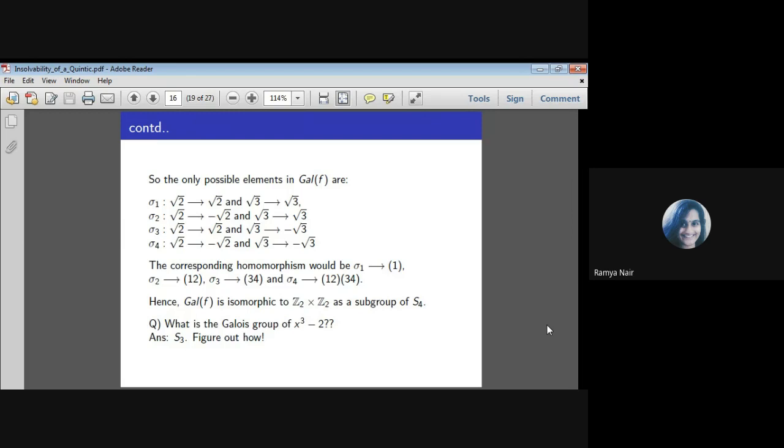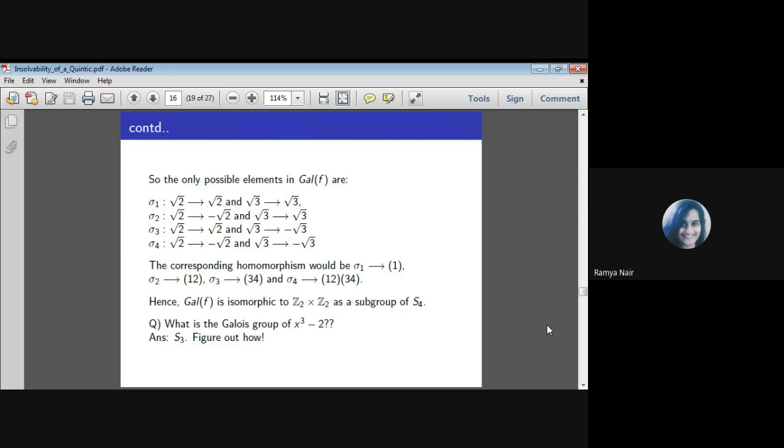So the first one doesn't do anything to anything. So sigma just goes to the identity of Sn, S4 in this case. In the second one, you're permuting the first and the second roots and fixing the third and the fourth. So it is a transposition (1 2). The third one is you are fixing root 2, but permuting root 3 and minus root 3. So the corresponding element in S4 would be (3 4), the transposition.